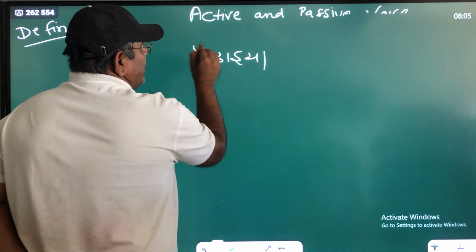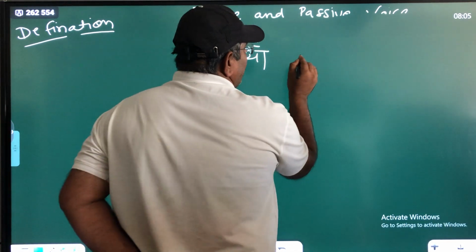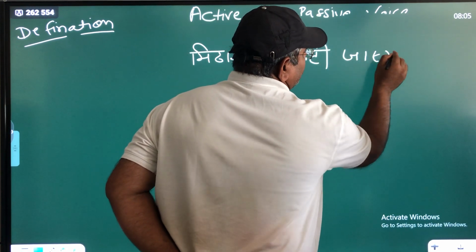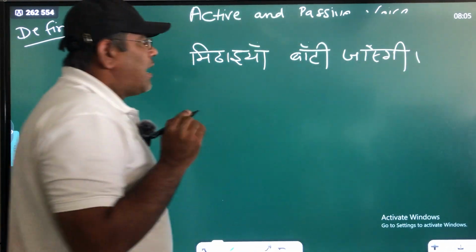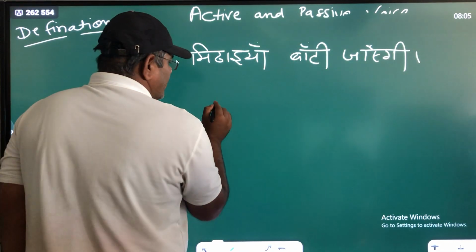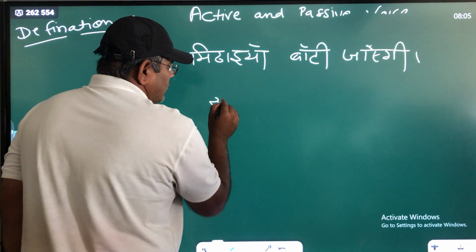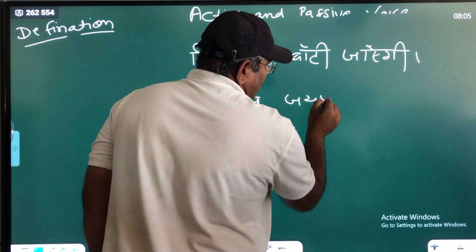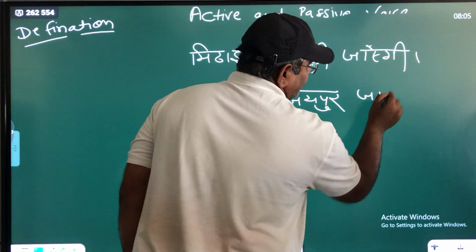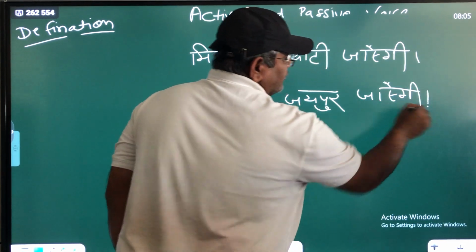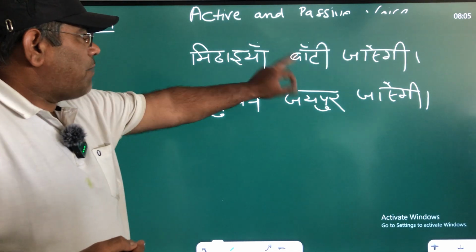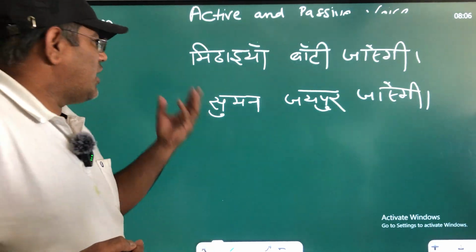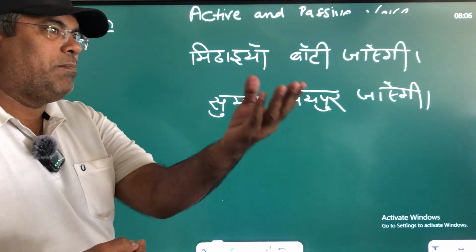Although my Hindi is very weak, so please pardon me, okay? मिठाइयाँ बाटी जाएगी. मिठाइयाँ बाटी जाएगी. I say, सुमन जयपुर जाएगी. Okay? Yes. मिठाइयाँ बाटी जाएगी, सुमन जयपुर जाएगी. Now you have to give me the answer. Which is AV, which is PV? Okay? So Suman, please respond to me.